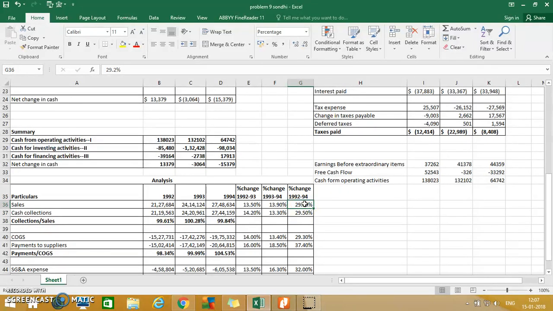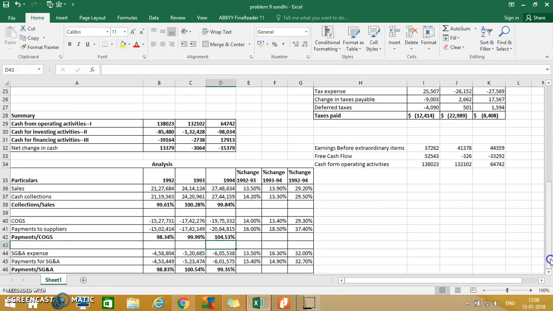So I don't find any reason why there should be any worry for the credit manager to look at, because the collections to the sales show to be very strong: 99%, 100%, and 99%. Also the sales are good. As I told you earlier, you will have to calculate the growth in the sales, it's been done.